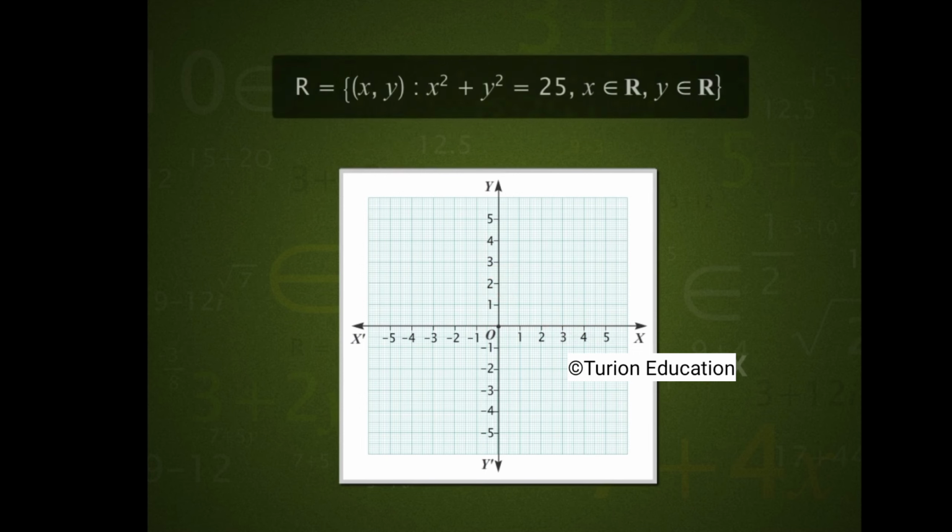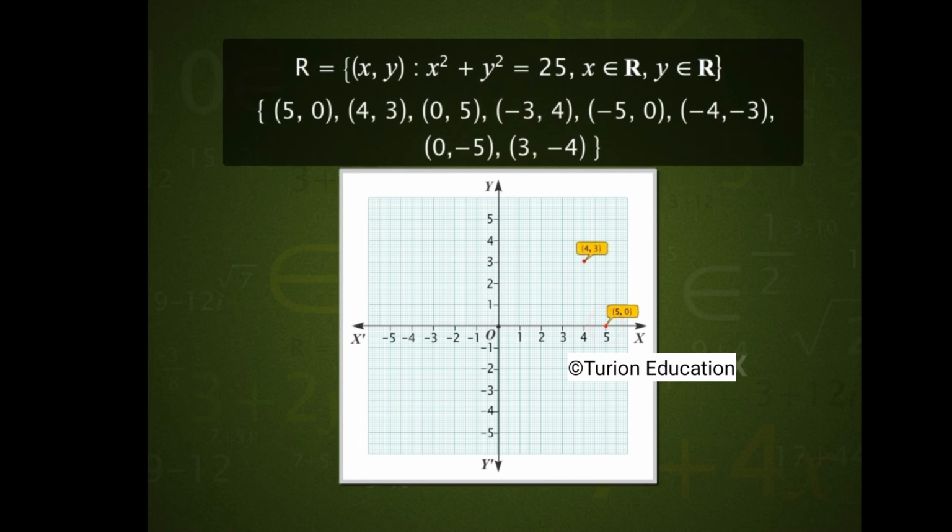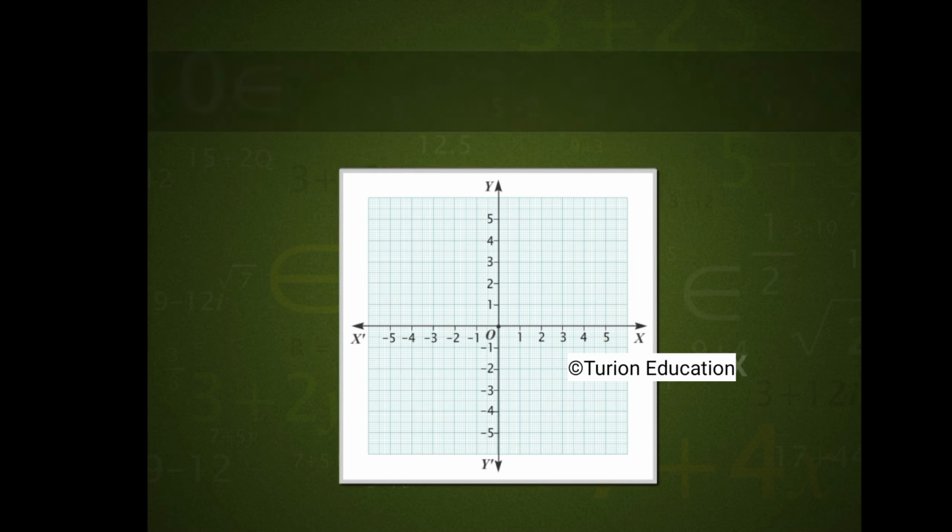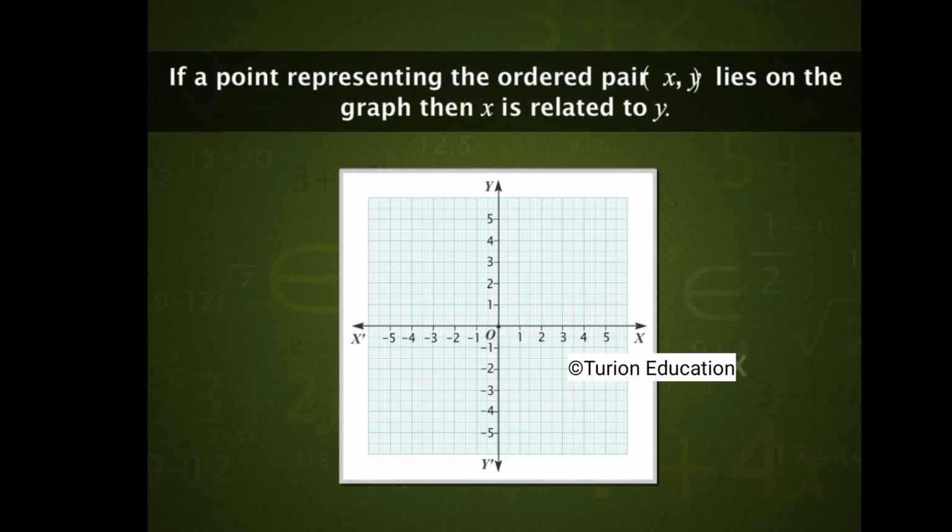However, for this relation, we will need to take many more points to ascertain its graph. Let us take some points that satisfy the relation and plot them. Next, we join the points obtained. We get a circle as the graph of the given relation. Taking our discussion to the next level, any graph in a coordinate plane defines a relation in this way. If a point representing the ordered pair (x, y) lies on the graph, then x is related to y.